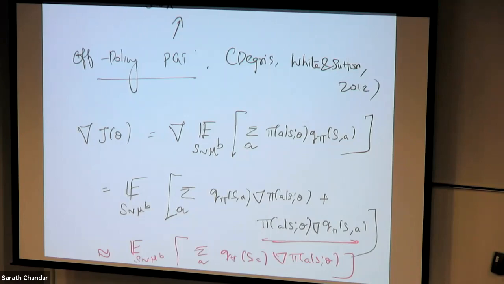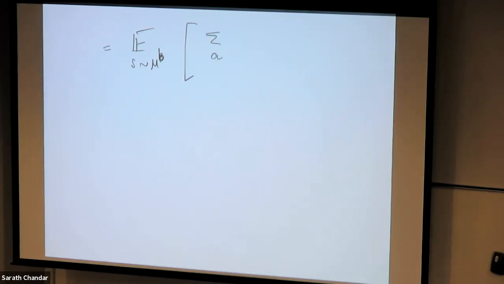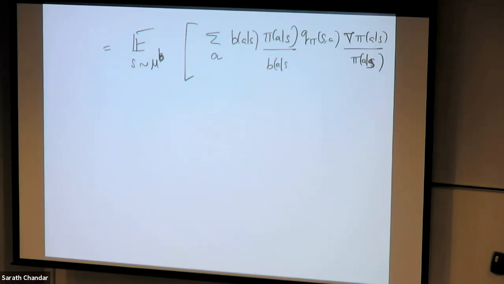Okay. So once you make this approximation, then things are trivial. You are still having expectation with respect to S coming from mu B, the behavior policy, summation over A. Now, if you remember, in the regular on policy case, we had pi of A given S, Q pi of S comma A, the gradient with respect to pi of A given S divided by pi of A given S. But I removed thetas here, right? Now we also need to do correction for the behavior policy, so I'm also going to multiply and divide by B of A given S. Is that clear?